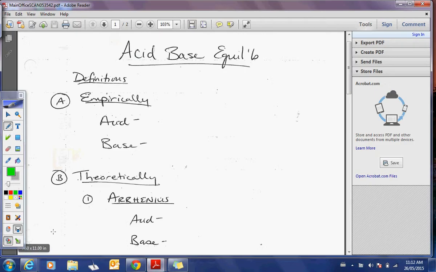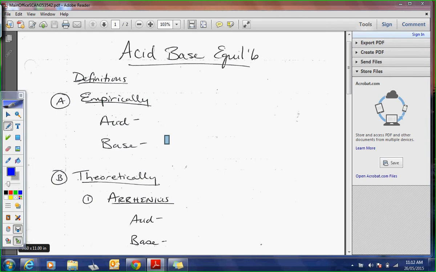Okay, so acids and bases. Definition empirically, meaning in the lab. Bases are slippery, you've already said to me. Okay, so we'll put that down. Anything else? Bitter. Okay, slippery. Bitter.